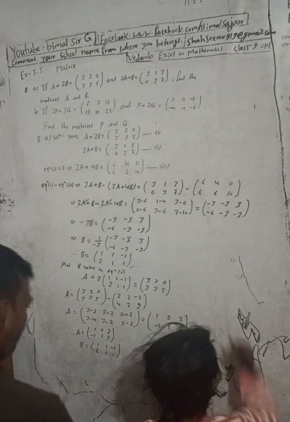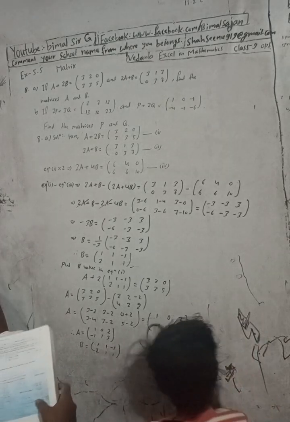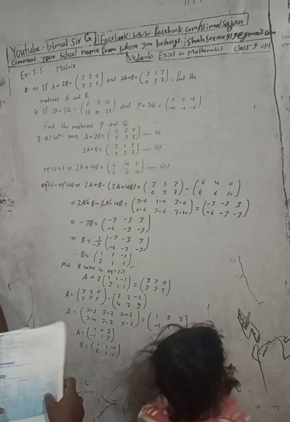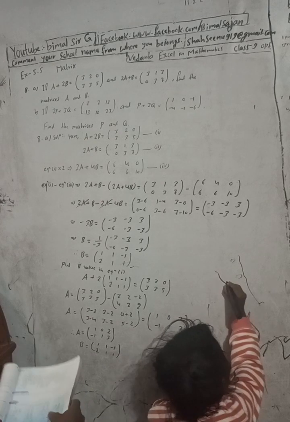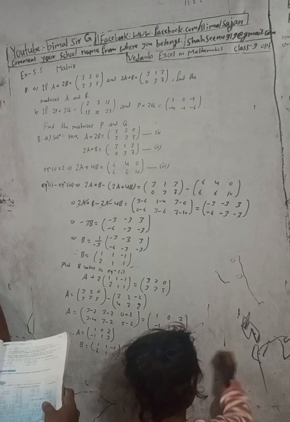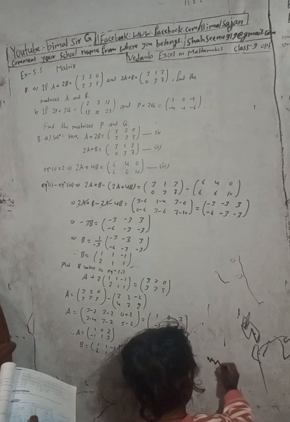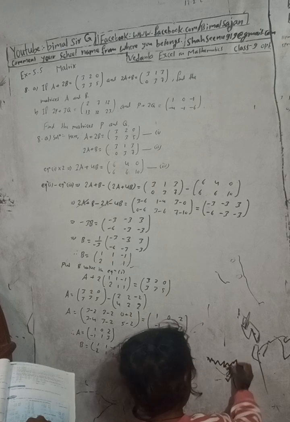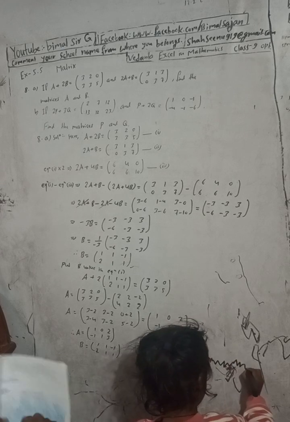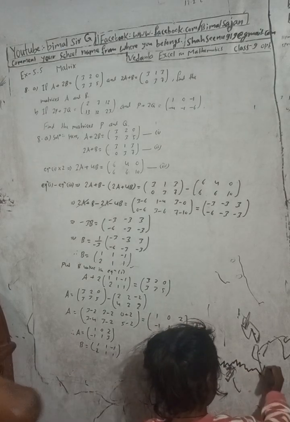Let me check the book answer. Now this is the solution of 8a: [1 0 2; -1 1 3], [1 1 -1; 2 1 1]. Okay, correct. Our answer is correct.